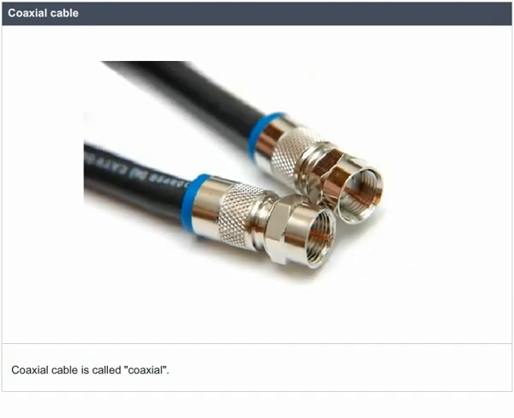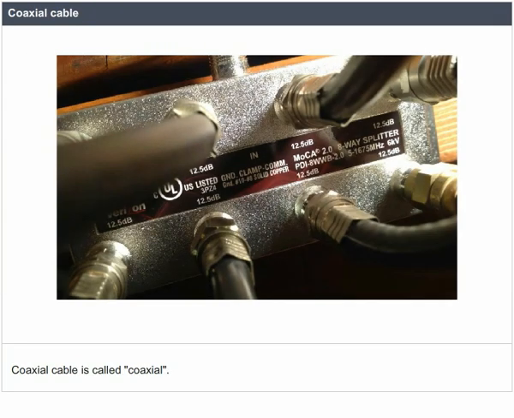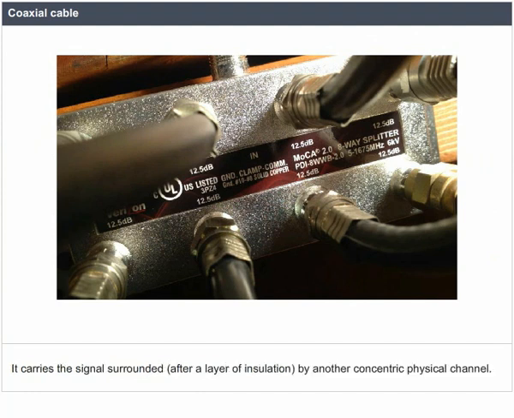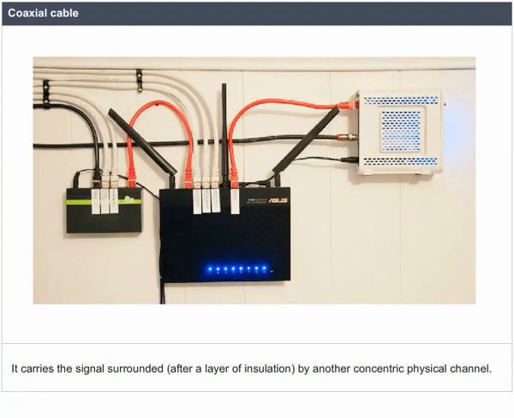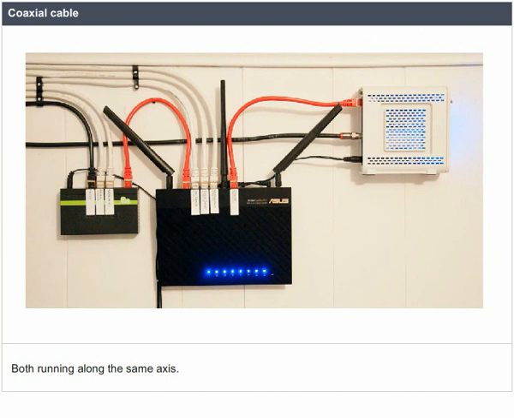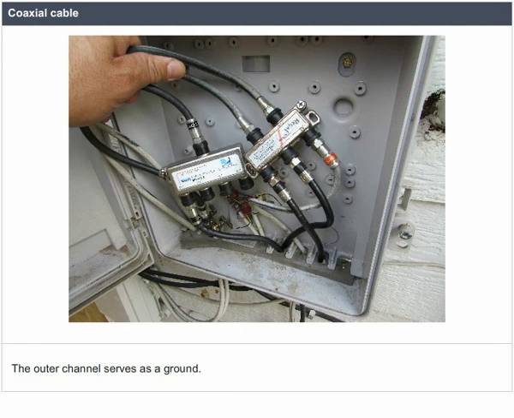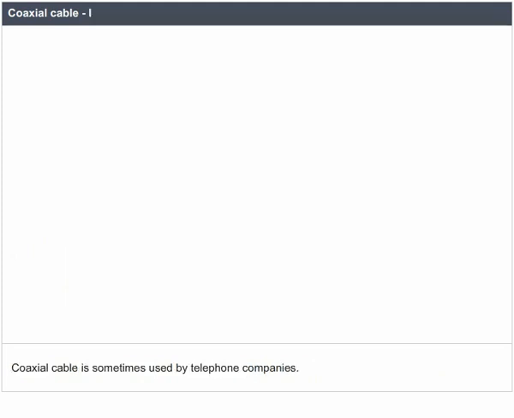Coaxial cable. Coaxial cable is called coaxial because it includes one physical channel that carries the signal, surrounded after a layer of insulation by another concentric physical channel, both running along the same axis. The outer channel serves as a ground. Many of these cables or pairs of coaxial tubes can be placed in a single outer sheathing and, with repeaters, can carry information for a great distance.